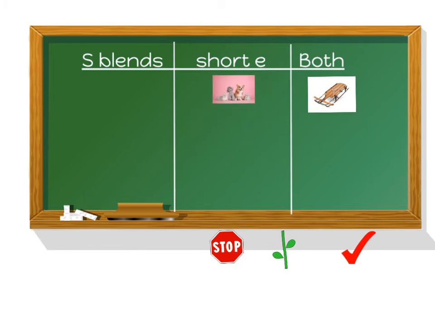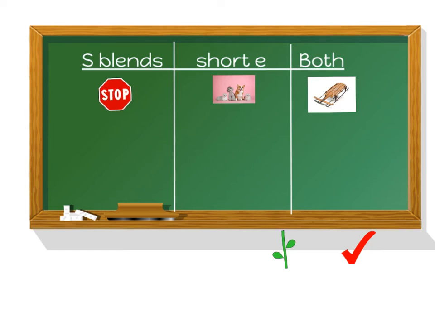Next, I see a stop sign. Does the word stop have an S blend? Let's listen to the beginning. St, stop. It sure does. Does the word stop have a short E sound? Stop. I hear a short O sound in the middle. We'll go ahead and move this to the S blends column.